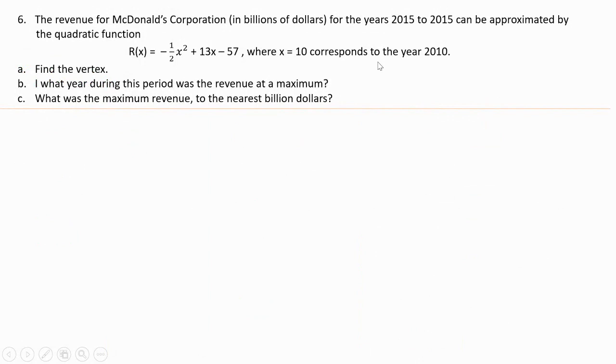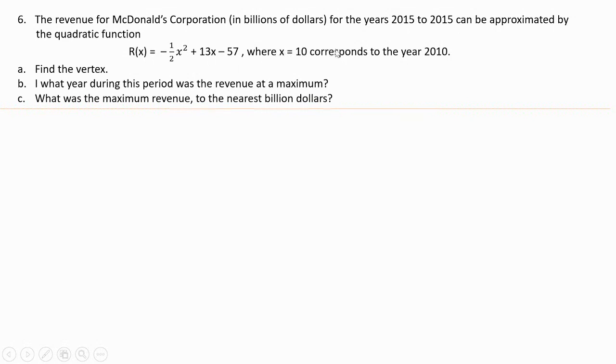Now, how do those quadratic equations apply in real life applications? Number 6 is an example of how you apply a quadratic. Number 6 states the revenue for McDonald's Corporation in billions of dollars for the years 2015... Hey guys, I believe I made a mistake here. It's supposed to be 2010 to 2015. I have to go back and correct this. It can be approximated by the quadratic function R of x equals negative 1/2 x squared plus 13x minus 57.